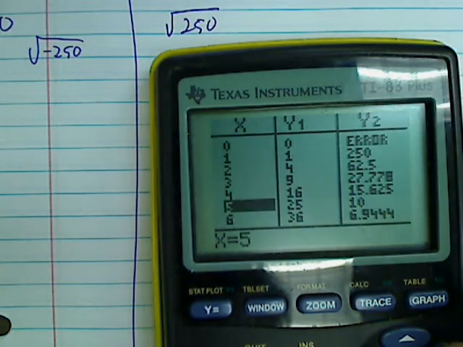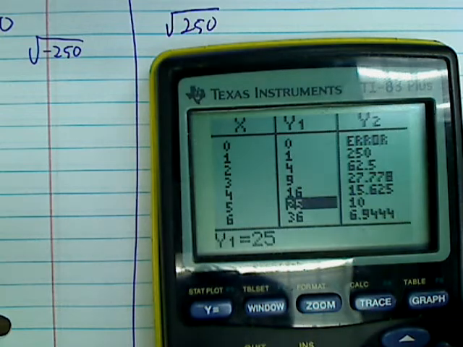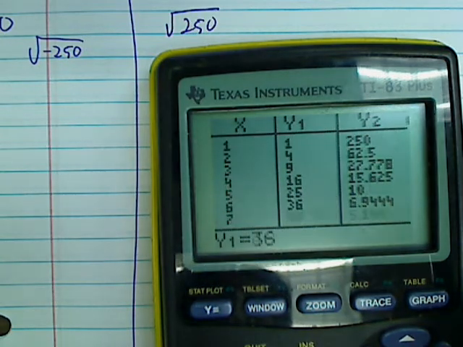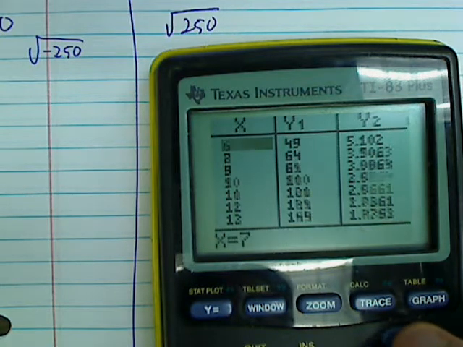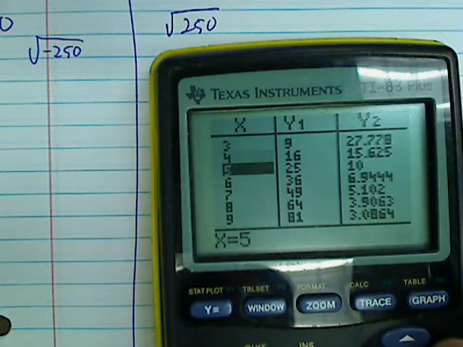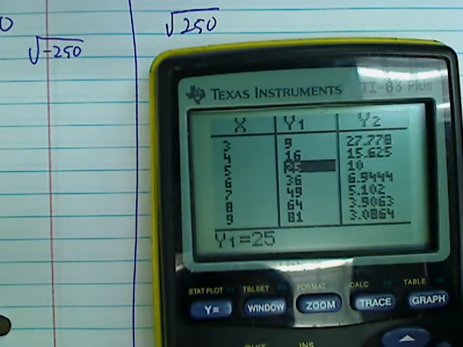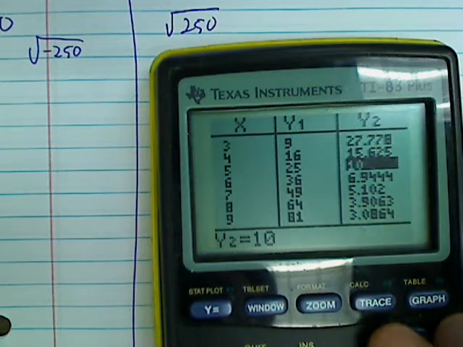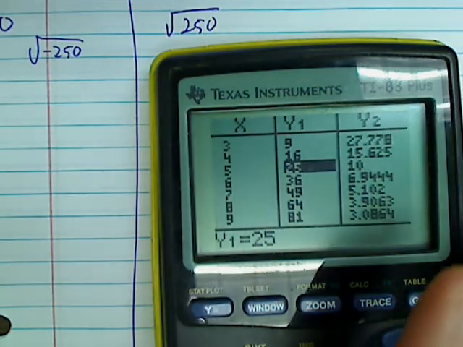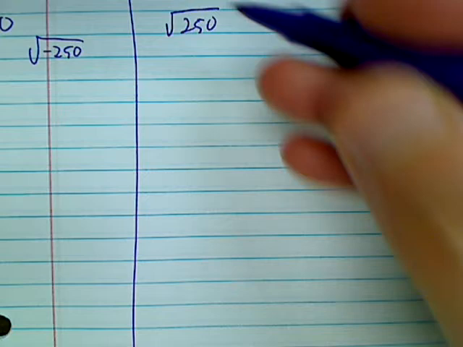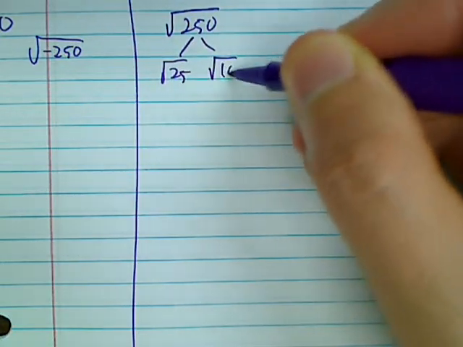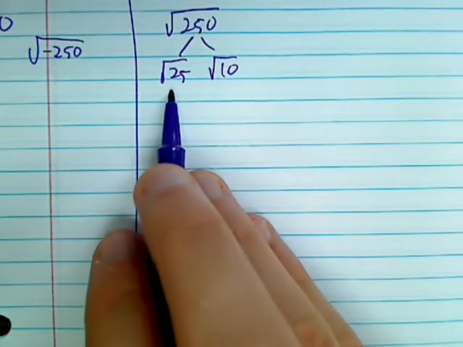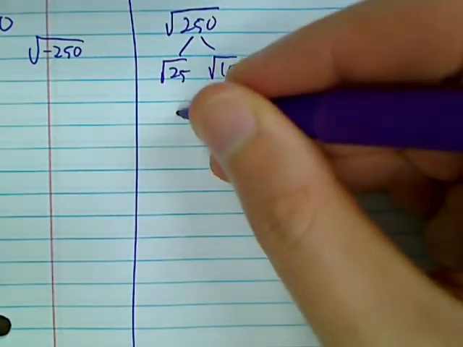So looking here, 250 is 25 times 10. Pretty cool, huh? It goes through all the squares, and that's the only one we'll find. You want to find the biggest square that goes into it, and 25 is it. I can tell there are no other perfect squares that go into 10, so I'm good there. So 250 is 25 times 10. Okay, the square root of 25 is 5.